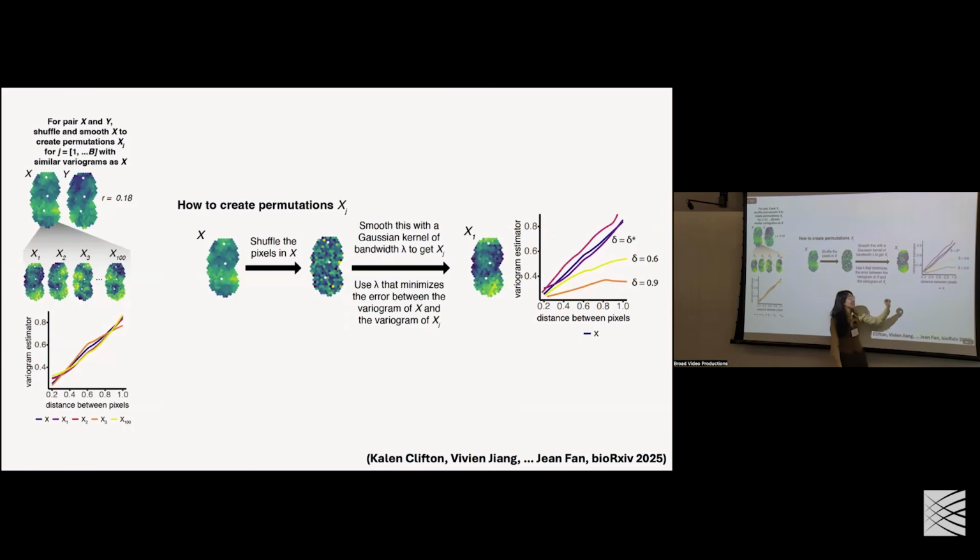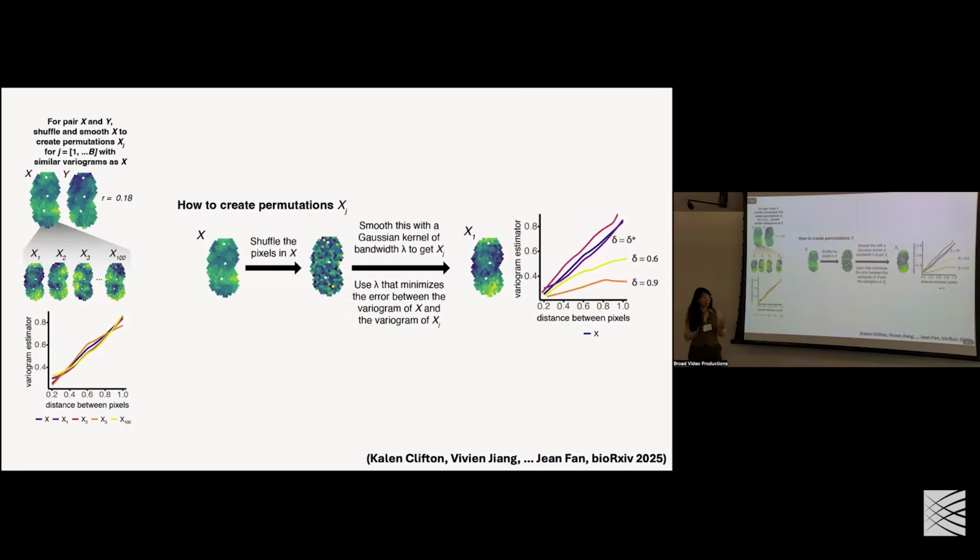The way we do that is using a variogram estimator, which is the variance between the distances across every pair of pixels. There are ways to approximate this as a function of a delta. We can evaluate a series of deltas to find the one that best fits the autocorrelation structure of the original gene expression pattern. There are a few more details in our preprint, but hopefully that gives you a sense of how we are shuffling.